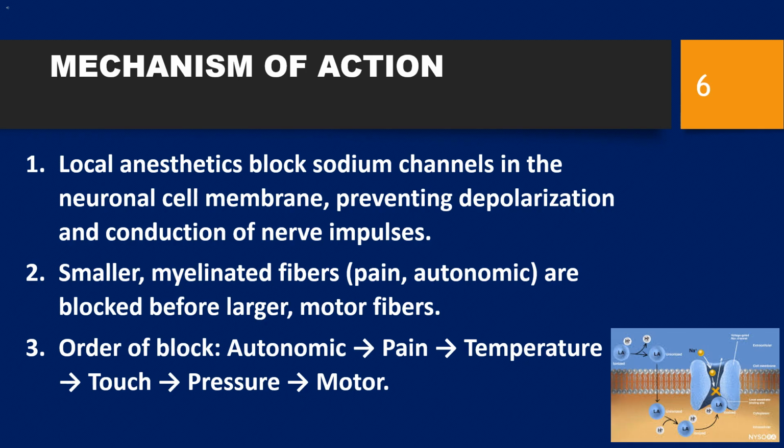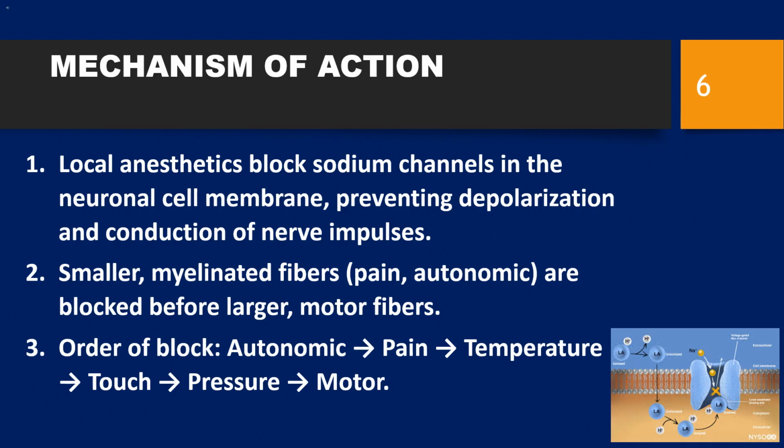Mechanism of action of local anesthetics. 1. Local anesthetics block sodium channels, preventing the influx of sodium ions into the neuronal cell membrane. 2. The neuronal cell membrane is the site of action for local anesthetics, where they interact with sodium channels. 3. Preventing depolarization, blocking the electrical impulse that normally triggers nerve conduction. 4. And conduction of nerve impulses, stopping the transmission of pain signals to the brain.